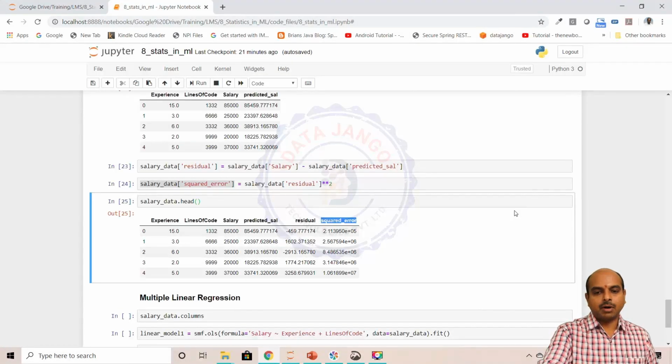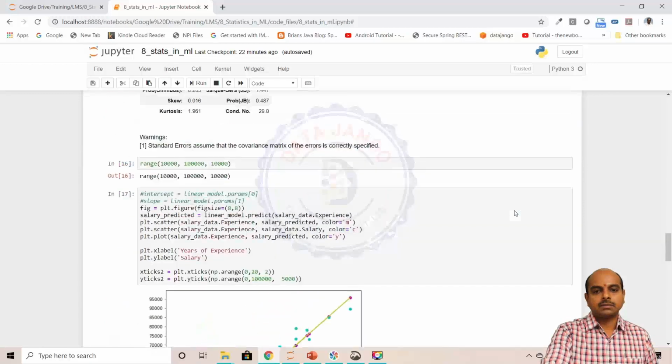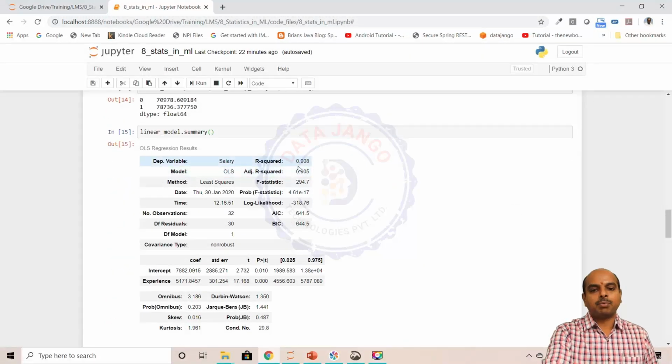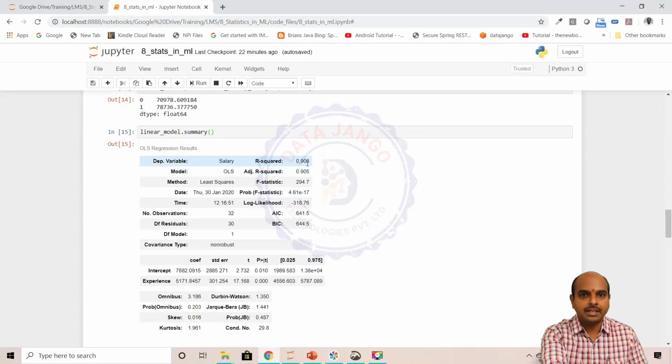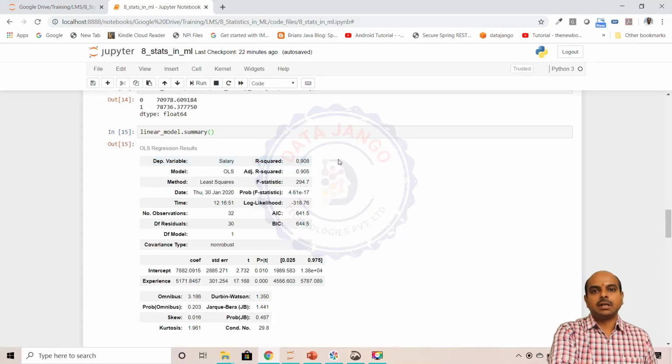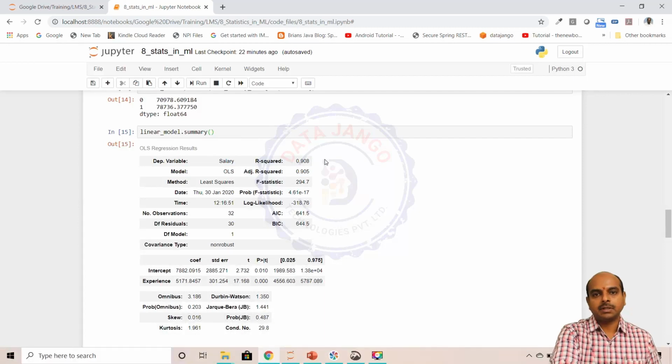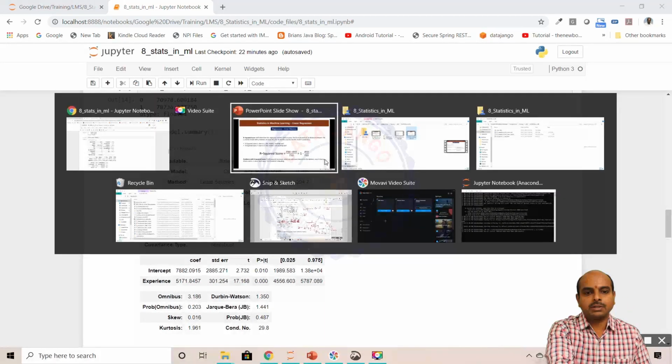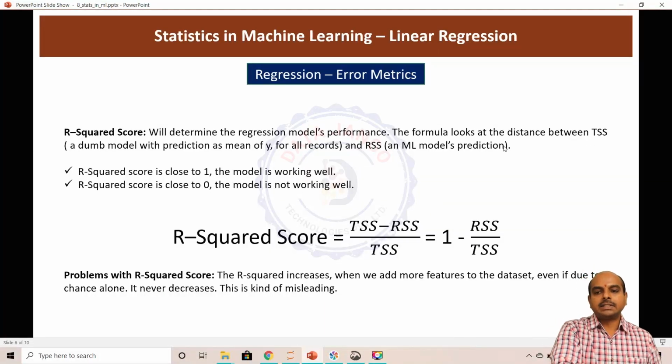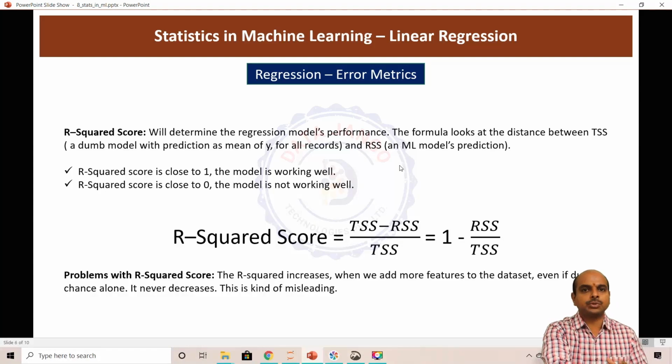So here on this model, we have got 0.908, that means 90.8% accuracy on this model. The R-square score is 90.8%. R-square score generally looks at the distance between total sum of squares and residual sum of squares. Let us look at the formulas of total sum of squares and residual sum of squares.